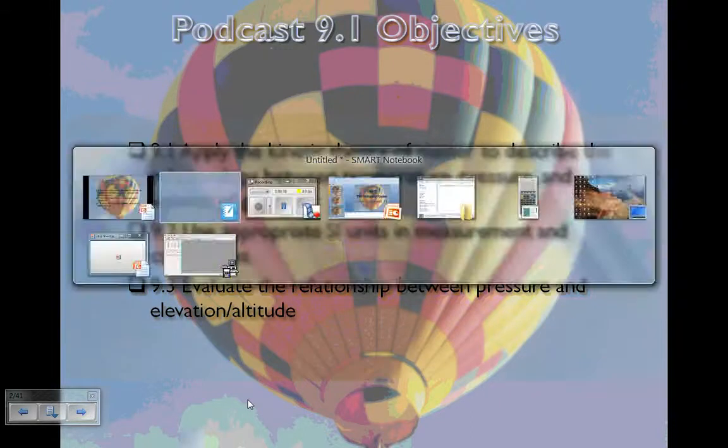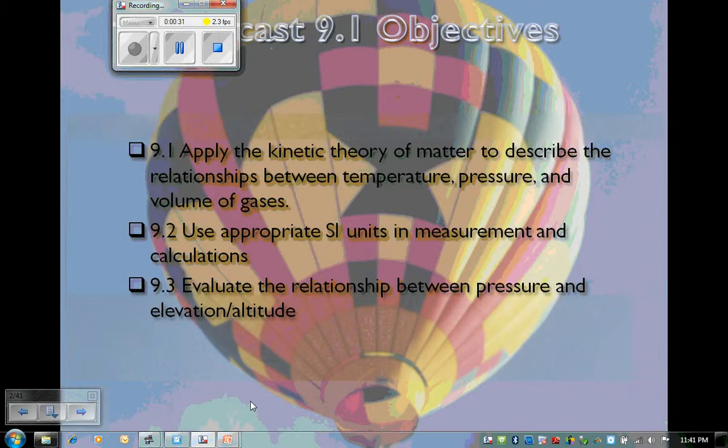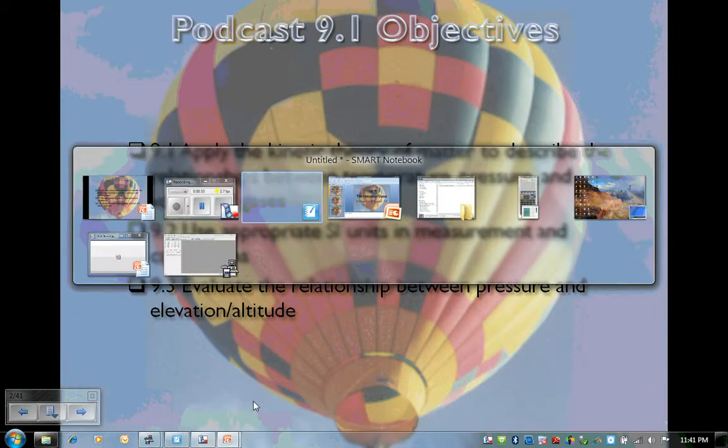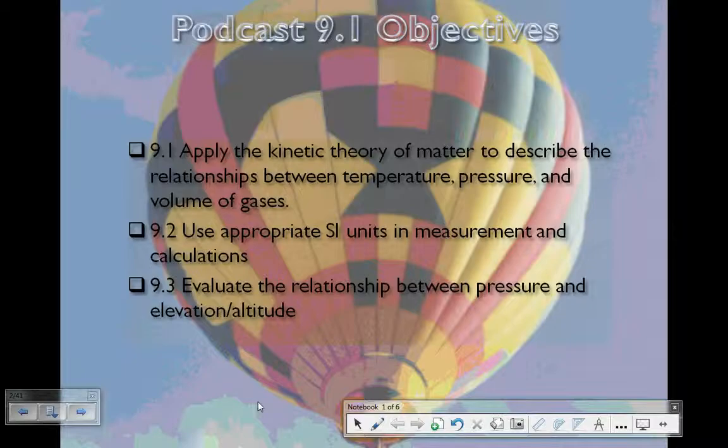We're going to apply the kinetic theory of matter so that we can describe relationships between temperature, pressure, and the volume of gases. We'll also work on how to convert units from one unit of pressure to another. And then we're also going to look at the relationship between pressure and elevation.